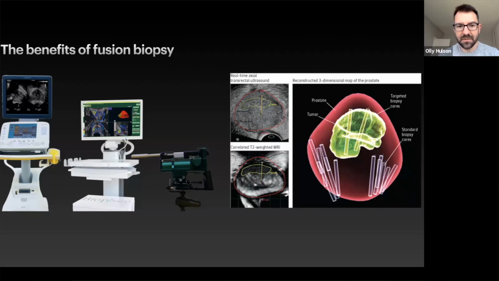There are other systems on the market, but the reason I adopted the BIopsee system is that it's very reproducible, it's straightforward to use, and it allows us to perform this transperineal targeted biopsy under local anaesthetic in the outpatient setting. So this procedure will take roughly 30 minutes. It's very well tolerated. The patients can go home shortly afterwards, and the side effects and complications are kept to a minimum.